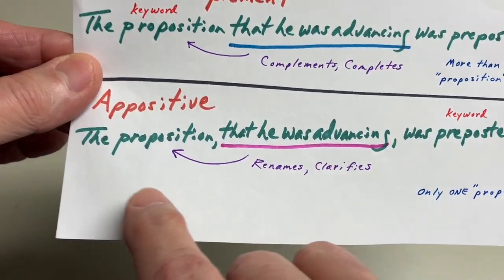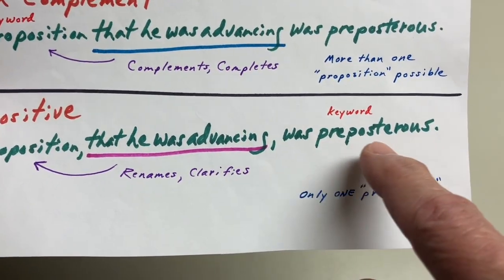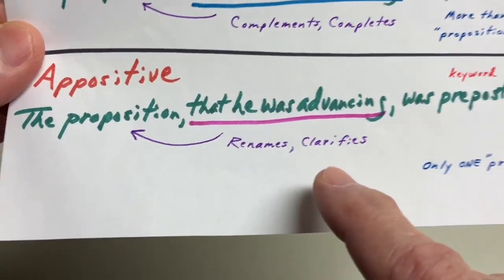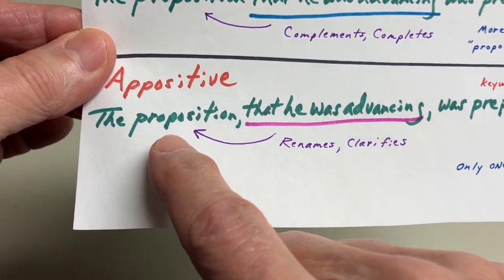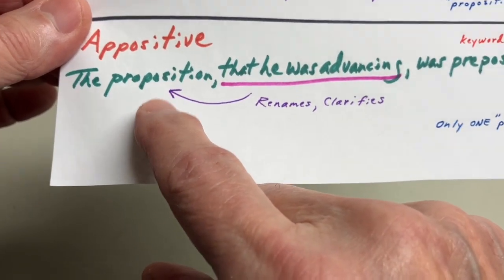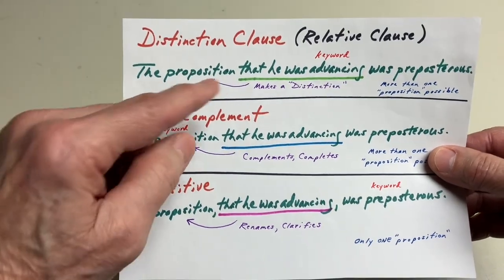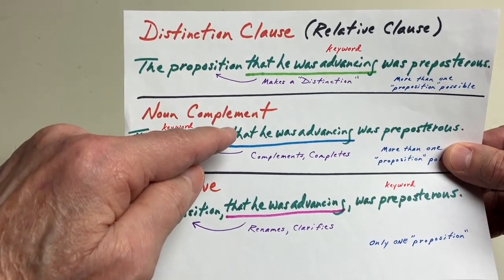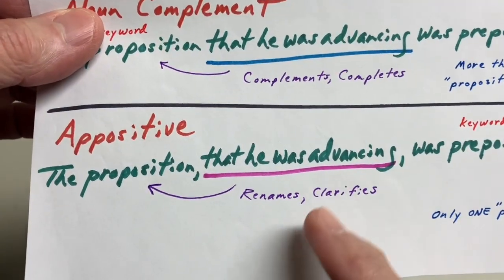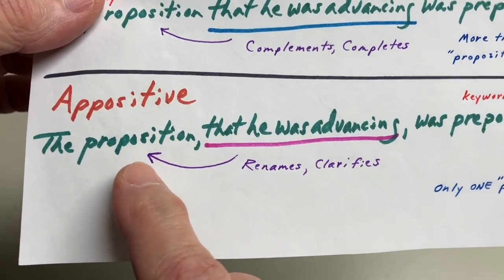So what we're saying then is, "The proposition, comma, that he was advancing, comma, was preposterous." Well, what this appositive is doing is renaming or clarifying the word proposition. In other words, it's telling you more about the proposition to make sure you know what the proposition is, all right? So you have the very same noun clause used in three different ways. But you see here, as an appositive, all it's doing is renaming or clarifying the noun in front of it, okay?